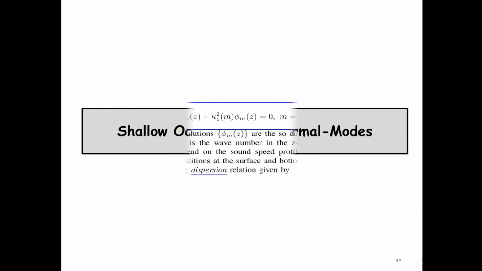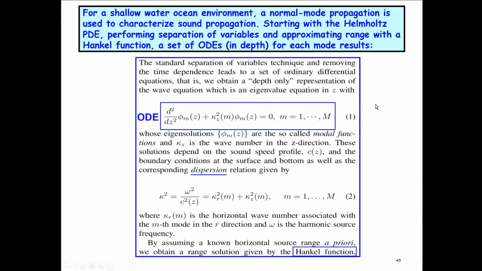Okay, so for a normal mode model, I can't go through all this, but this is Clay and Medwin. You can start out with the Helmholtz partial differential equation, perform separation of variables, and approximate the range with the Hankel function, and you get a set of ordinary differential equations in depth, and they look like this, where M is the mode index. How many modes do you have? And this is what the dispersion relationship looks like as a function of the modes. And we've assumed a Hankel solution for the range.